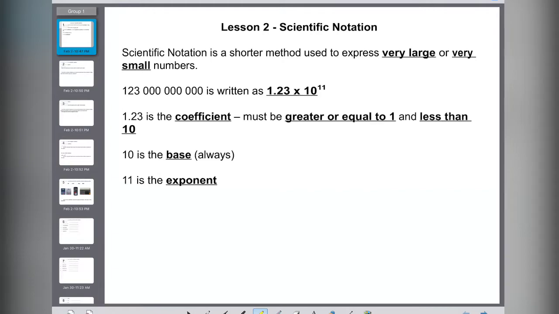Okay, welcome back to lesson 2. We're going to be talking about scientific notation. So this is what I'm going to highlight.